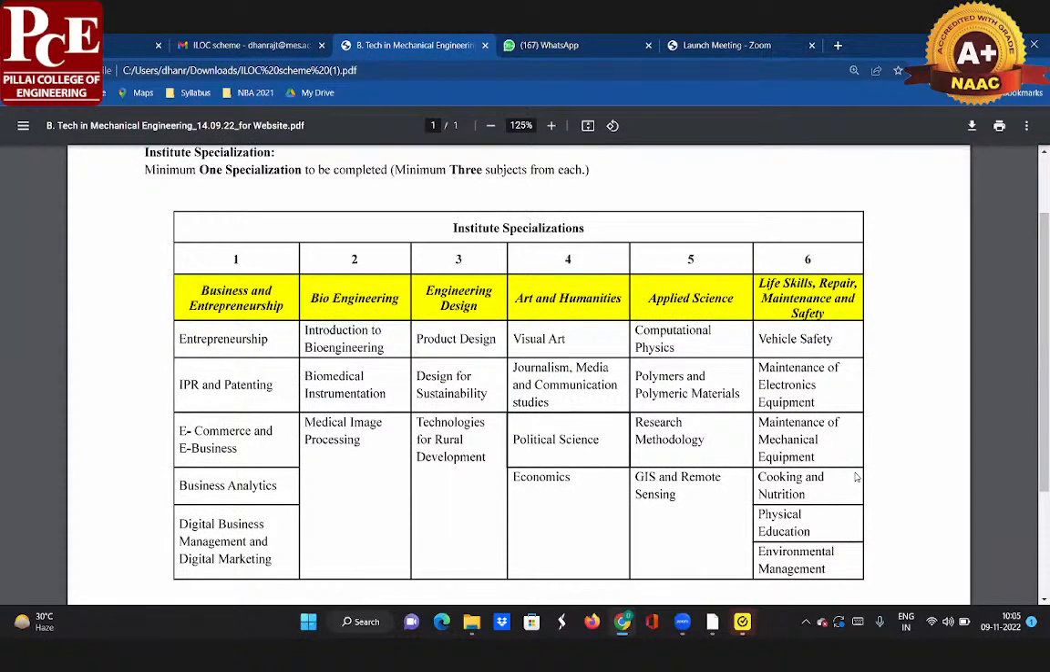So in semester six there will be one bioengineering ILOC, in semester seven there will be one, and then in semester eight there will be one. Fifth is applied science. So we have planned this orientation on the ILOCs, or institute level specializations, where a minimum of one specialization everyone needs to offer from semester six.